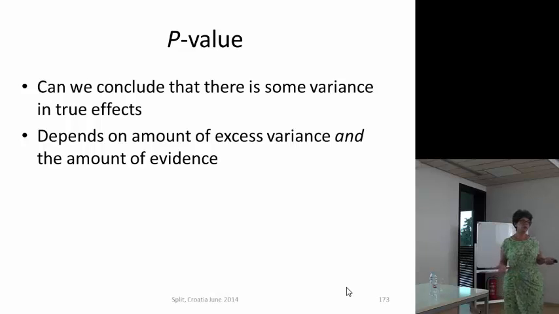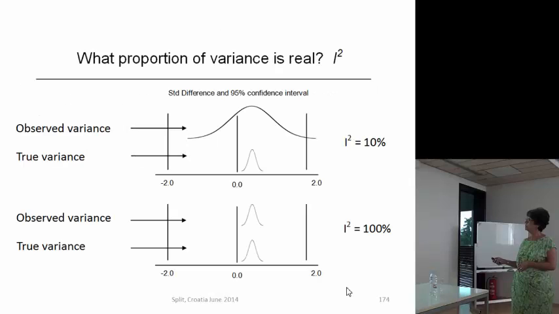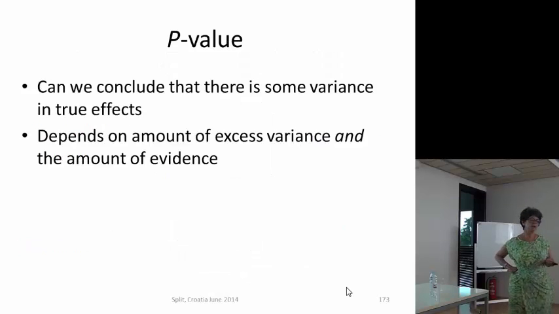So the p-value basically says, can we conclude that the variation across studies that we see is due to chance or not? Same as any other type of test of statistical significance. So that will depend on how precise the studies are and how much variation can reasonably be attributed to sampling error.